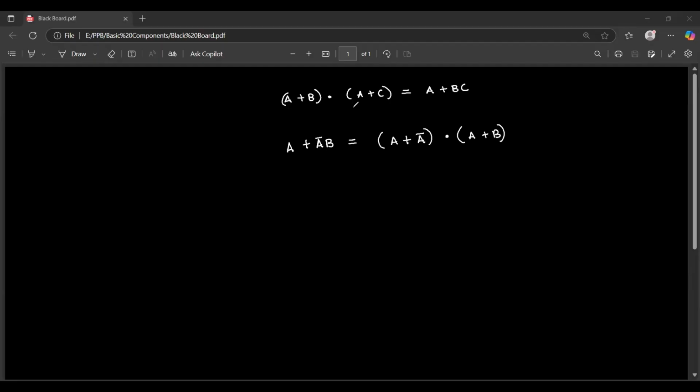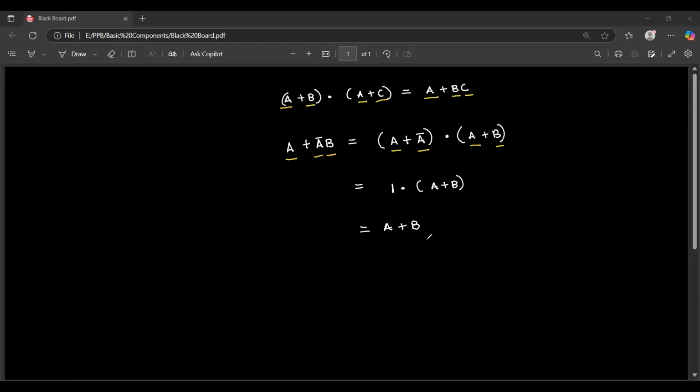Well, I'll explain it. Here we have A, so we put A and A here. Similarly, here we have A, so I have put A and A here. Here we have B and C, so we have B and C in this order. Similarly, here we have A bar and B, so A bar and B here. Now you can directly apply this. Why? A plus A bar is equal to 1 according to the inverse law. So 1 into A plus B can be given as A plus B.